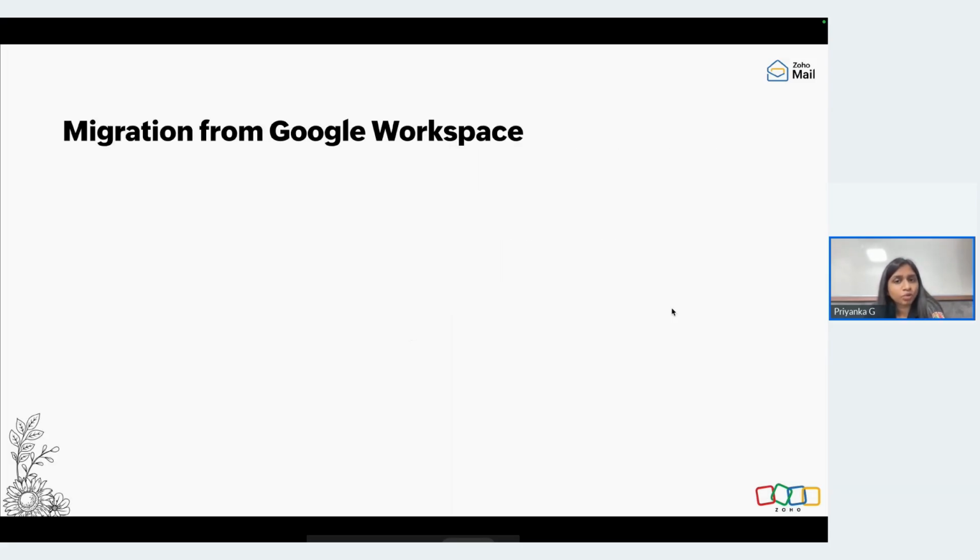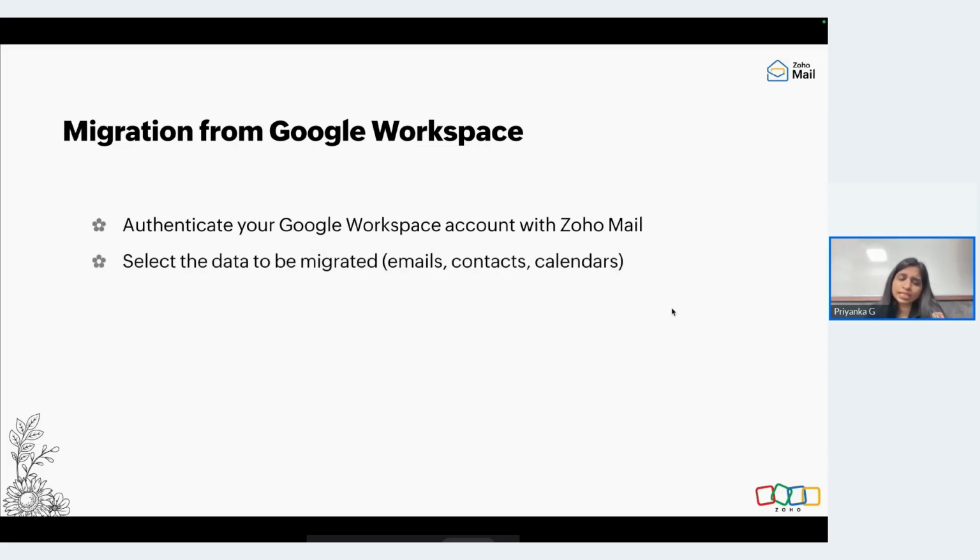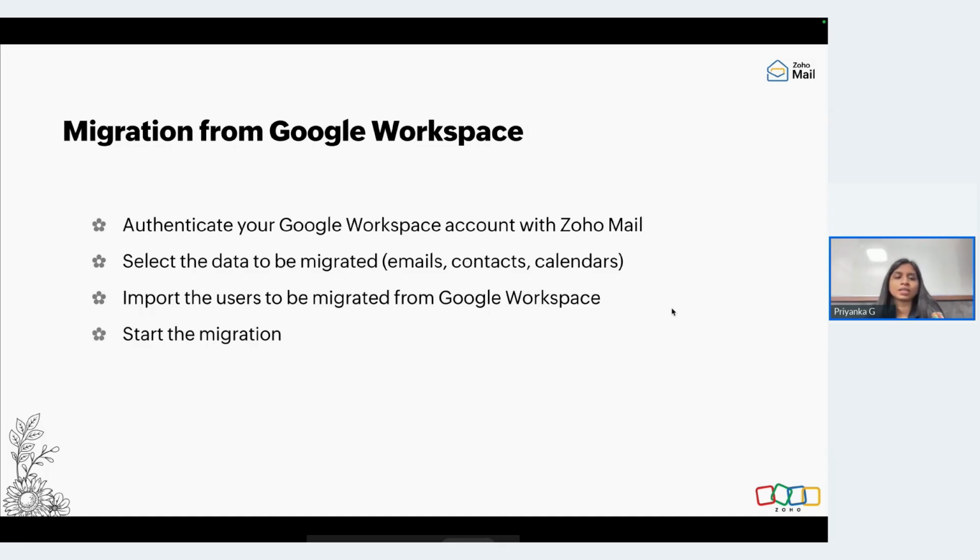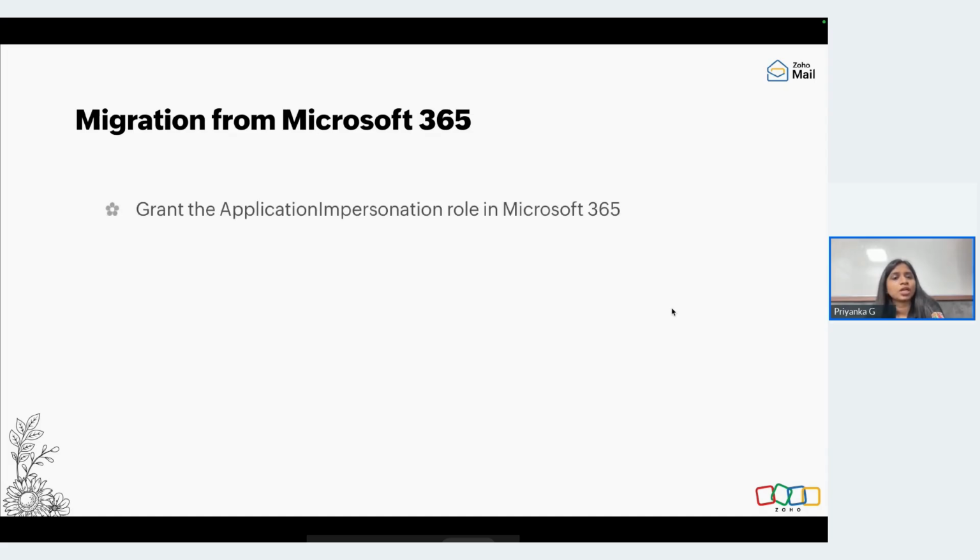In order for you to migrate from Google Workspace, all that you have to do is authenticate your Google Workspace account in Zoho Mail. Then you can select the data you want to migrate, which can range from email, contacts, and calendar. And then you have to import your users, or you can add your users, map your users as well. Start the migration. You can check the migration reports for any failures. And this is the methodology, or these are the steps you have to follow in order for you to migrate from Google Workspace.